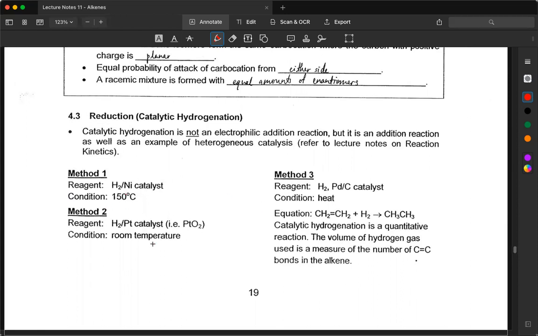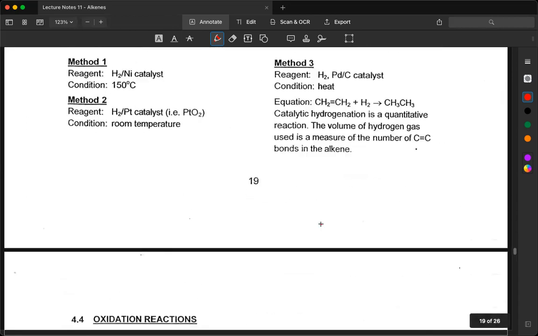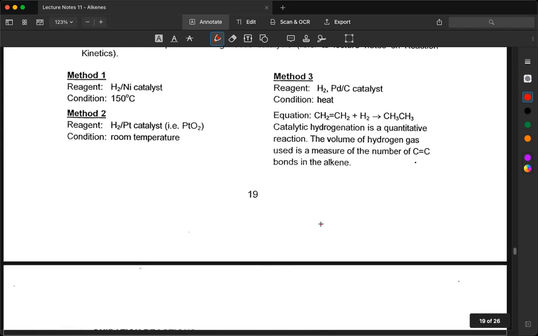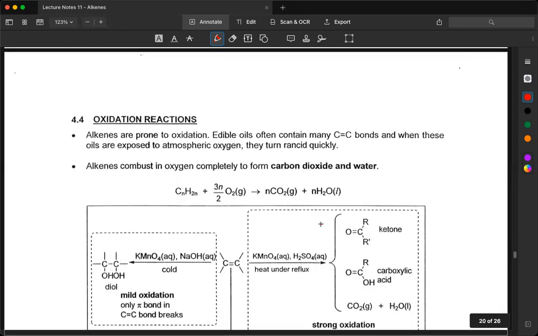So there are three methods. Okay, you can either use hydrogen with nickel catalyst at 150 degrees Celsius, or hydrogen again, but a different catalyst, platinum or platinum oxide at room temperature, or hydrogen, palladium, and some heating. So this catalytic hydrogenation is a quantitative reaction. We actually measure the volume of hydrogen gas to determine the number of C=C bonds in the alkene. Okay, just for information, good to know. No much elaboration here, that's it.